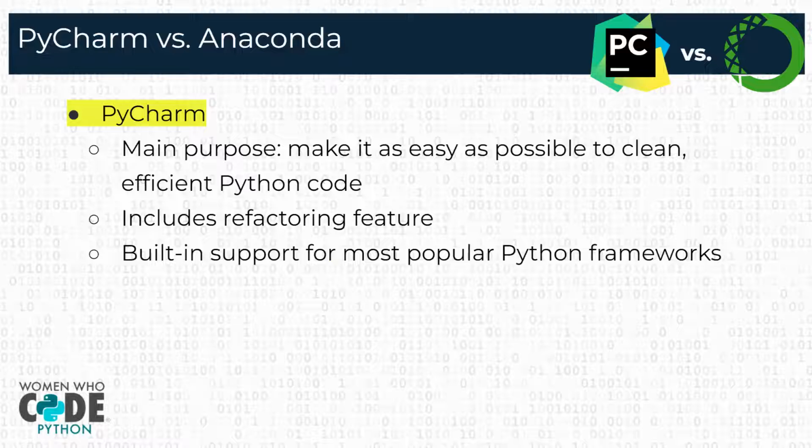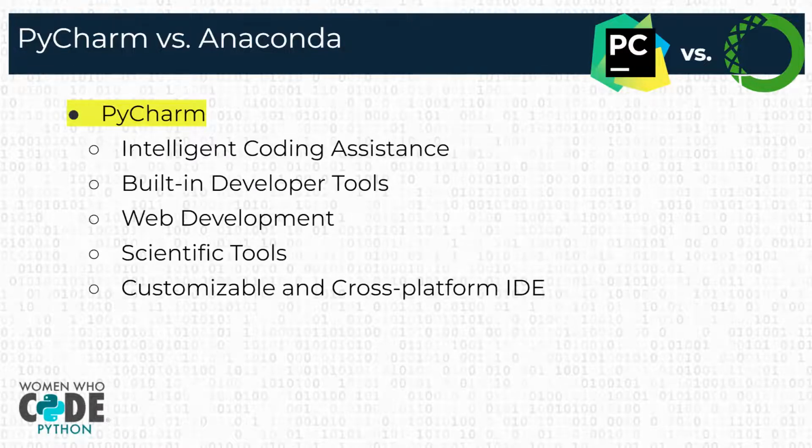The main purpose of PyCharm is to make it as easy as possible to write clean, efficient Python code. It also comes with a very great refactoring feature, and it has a lot of built-in support for most popular Python frameworks. So it has intelligent coding assistance, built-in developer tools, web development support, scientific tools, and it is overall a customizable and cross-platform IDE.